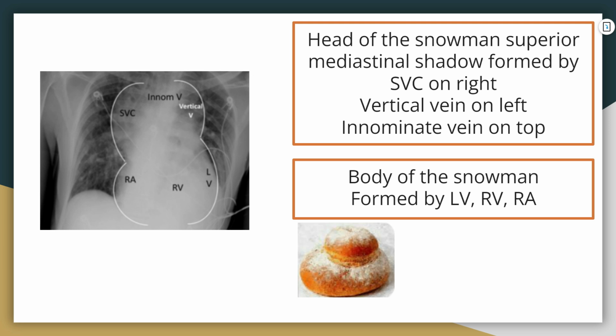A characteristic figure of 8, snowman appearance, or cottage loaf bread appearance refers to a configuration of the heart. The head of the snowman is made up of the superior vena cava on the right side, the vertical vein on the left side, and the innominate vein on the top. The body of the snowman is the heart: on the right side it is the right atrium, and on the left side it is the left ventricle.